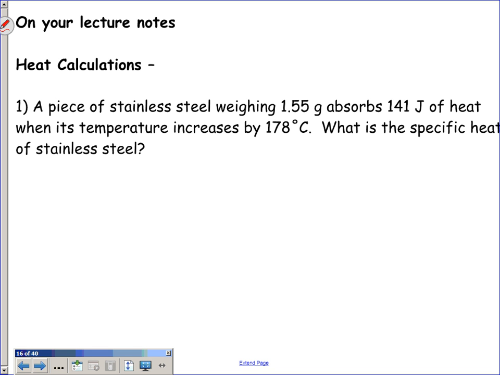Stainless steel. They're in there. There's like some place in the bucket.